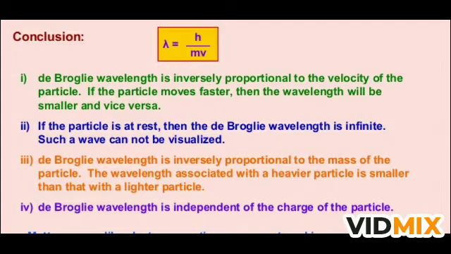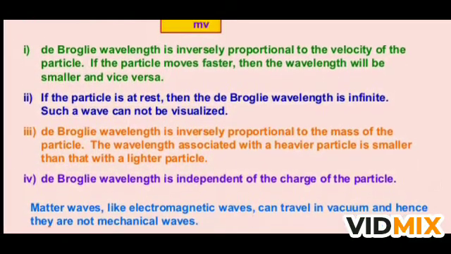If the particle is at rest, the de Broglie wavelength is infinite. Such a wave cannot be visualized. The third point is that the de Broglie wavelength is inversely proportional to the mass of the particle. The wavelength associated with a heavier particle is smaller than that of a lighter particle.